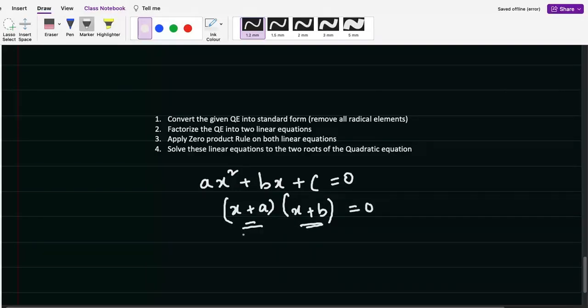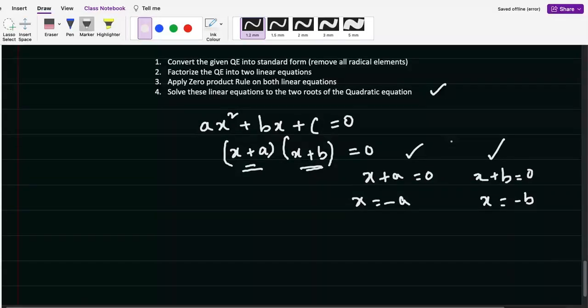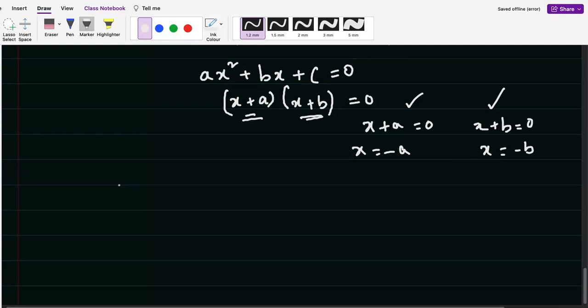I'm not saying this equation will give you this answer, I'm just writing the standard form; the numbers can be anything. Here, if you equate x plus a equals 0 and x plus b equal to 0, this means you are applying the zero product rule on both the linear equations. Then x equal to minus a, x equal to minus b. This is the last step, solving these linear equations to get the two roots of the quadratic equation. Got it? So these are the four steps. If you do some problems, then you will understand better.